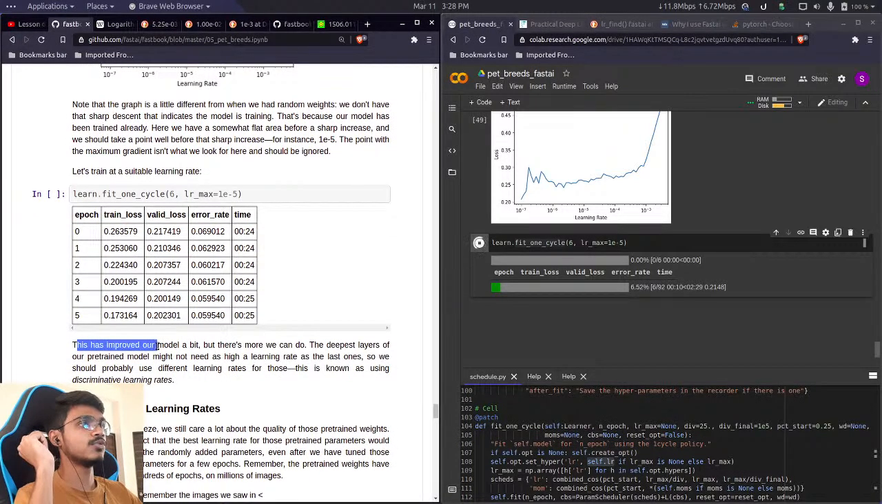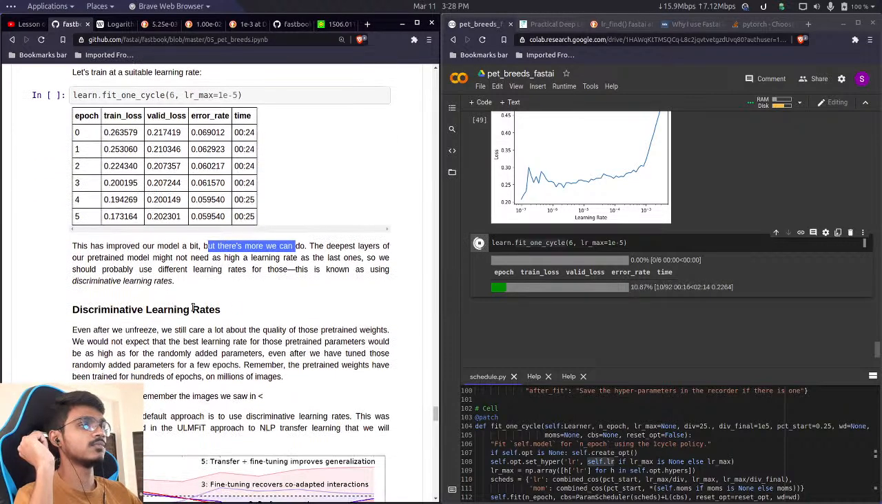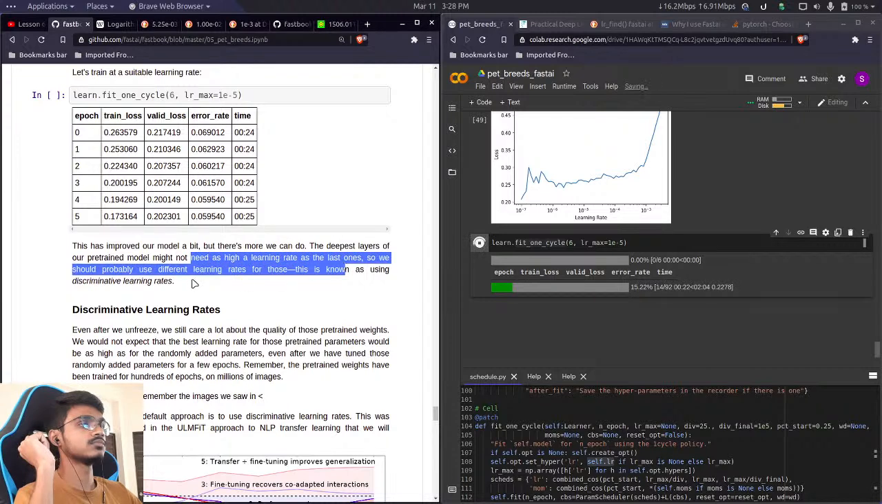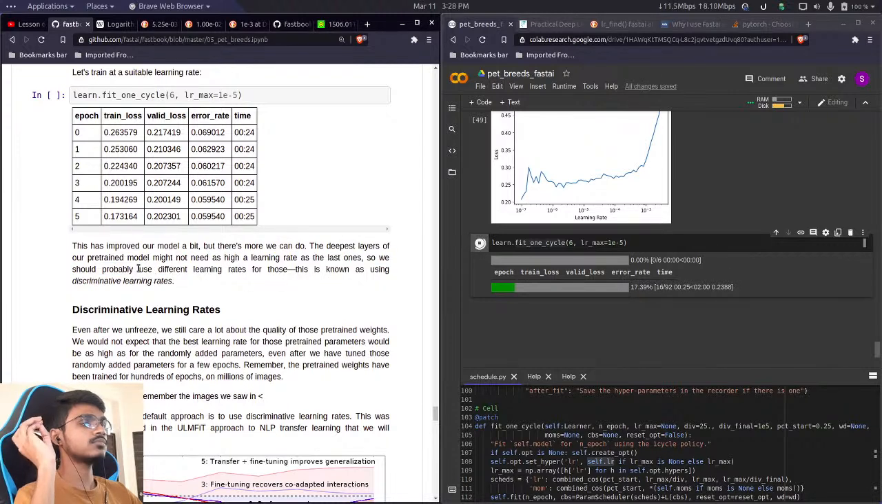This has improved our model a bit, but there's more we can do. The deepest layers of a pre-trained model might not need as high a learning rate as the last ones. So we should probably use different learning rates for those. This is known as discriminative learning rates.